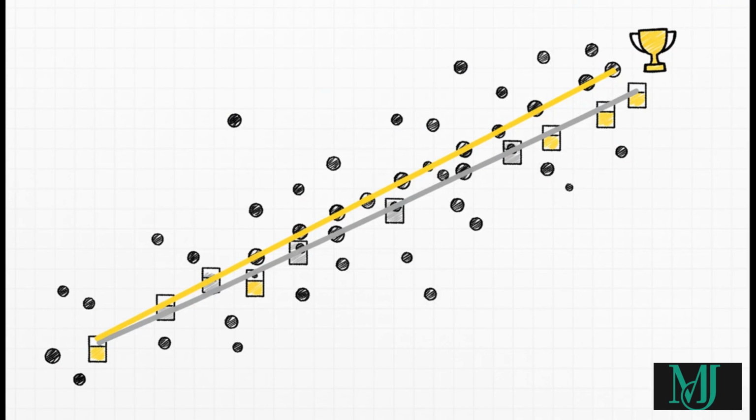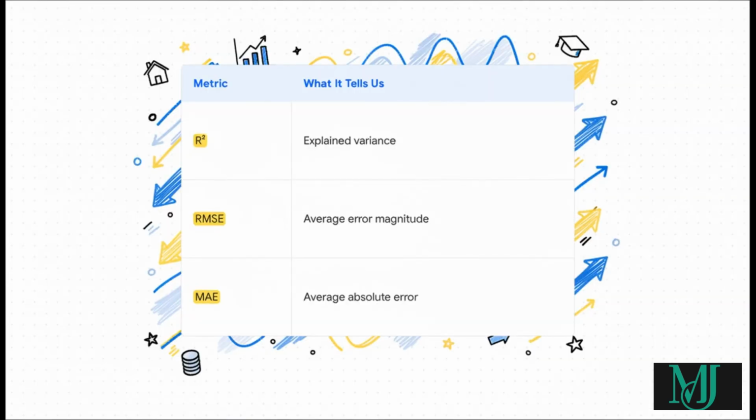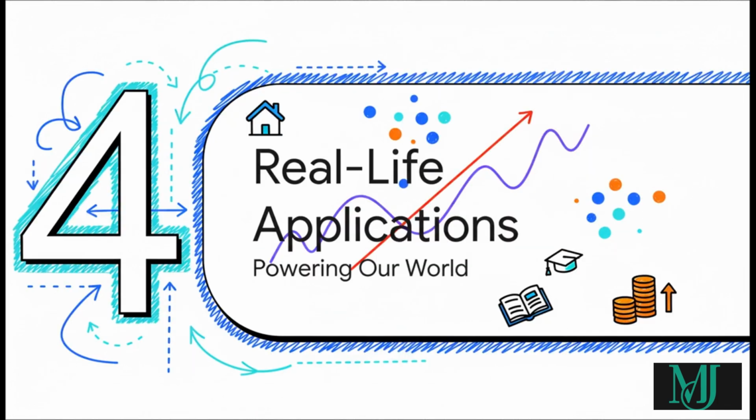To measure this, we use metrics, kind of like a report card for our model. There's R squared, which tells us how much variation our model explains, and measures like RMSE or MAE, which show how far off our predictions are on average. So a high R squared and low error numbers mean a great model.